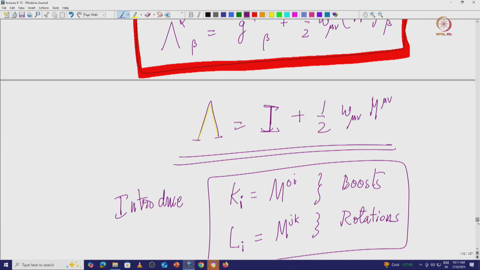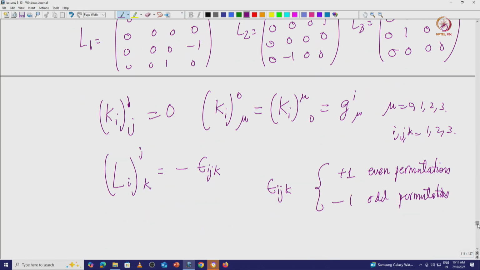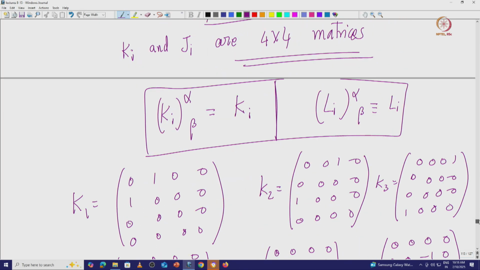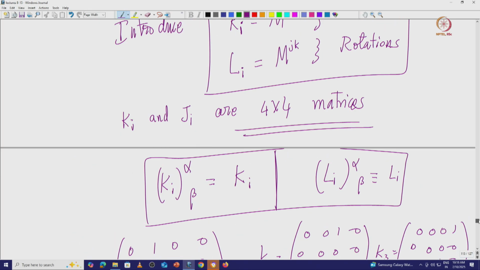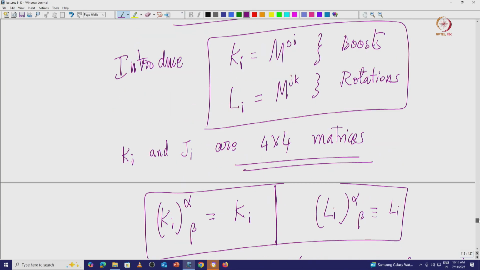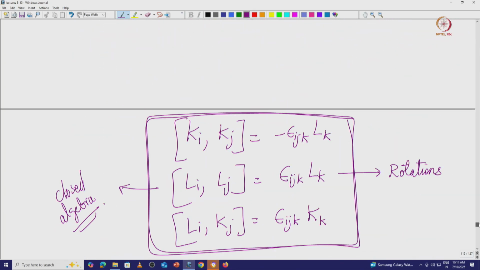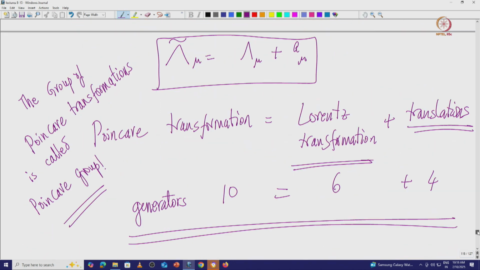So we have started with lambda is equal to I plus 1 by 2 omega mu nu M mu nu essentially. Now omega mu nu is epsilon mu nu, essentially epsilon I 0 I. Essentially we wrote it down. Let's keep it as omega mu nu. Now by forming a representation of M mu nu, the gamma matrices really form a representation.